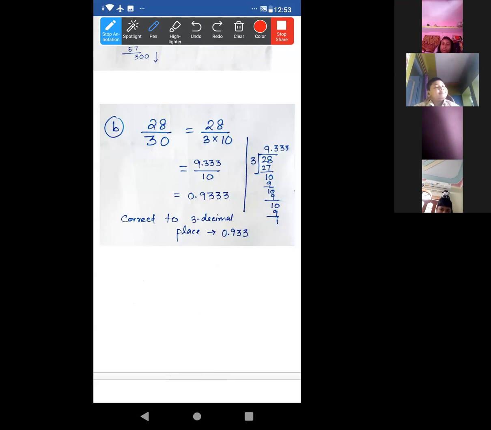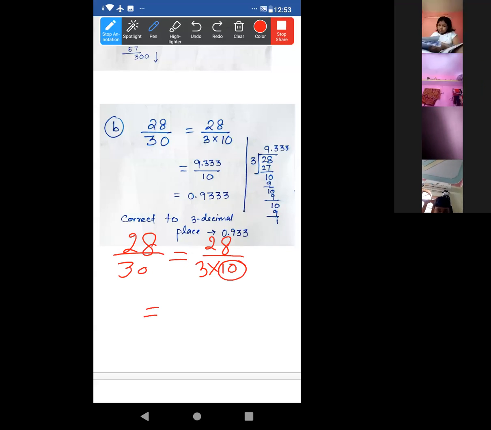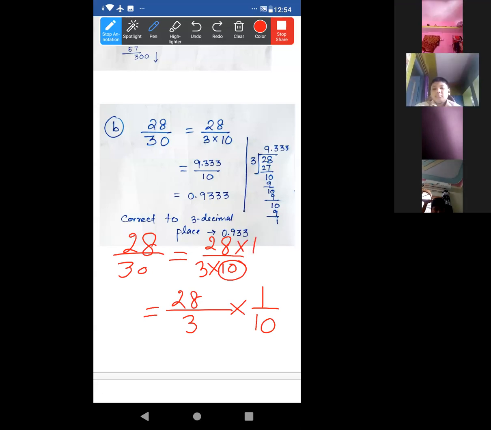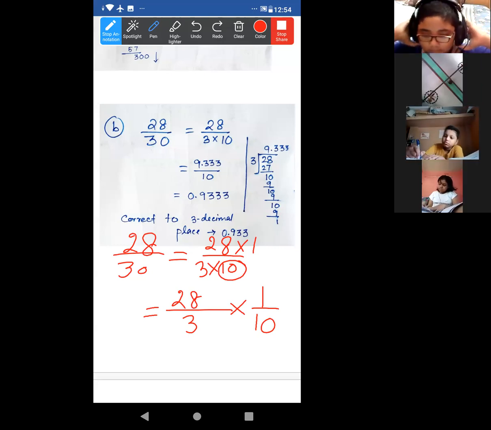It is given 28 by 30. So just do one step. 28 divided by 3 into 10. 30 means what? We can easily write 3 into 10. So now keep this 10 as it is. It will be 28 divided by 3 into, we are writing 1 by 10. We can write this because 28 means if there is nothing, that means 28 into 1. All of you, this one clear? Just shake your head if yes.